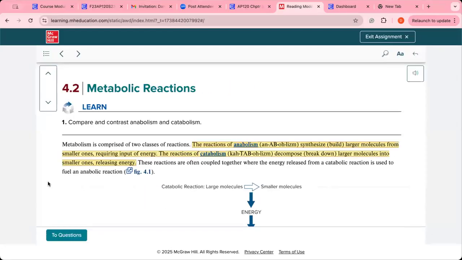Okay, let's look. The reactions of anabolism synthesize or build larger molecules from smaller ones, requiring an input of energy. The reactions of catabolism decompose or break down larger molecules into smaller ones, releasing energy. These reactions are often coupled together, where the energy released from a catabolic reaction is used to fuel an anabolic reaction. Okay.